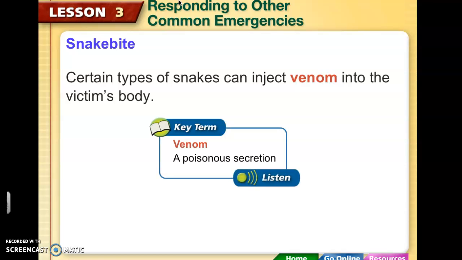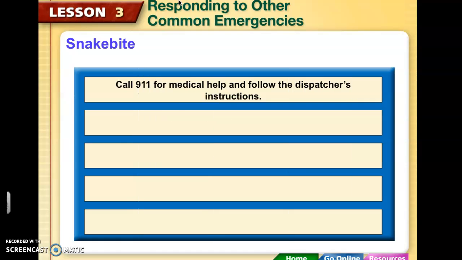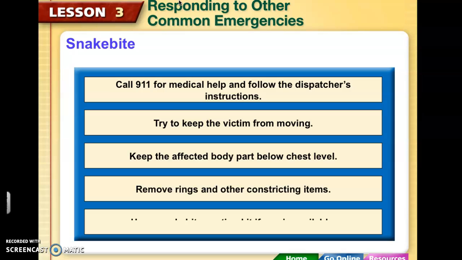Next, we're going to talk about a snake bite, and that is certain types of snakes can inject venom into the victim's body, and venom is a poisonous secretion by the snake. And of course, anytime there's a snake bite, call 911 for medical help and follow the dispatcher's instructions. Try to keep the victim from moving. Keep the affected body part below chest level. Remove rings and other constricting items for swelling. Use a snake bite suction kit if one is available.